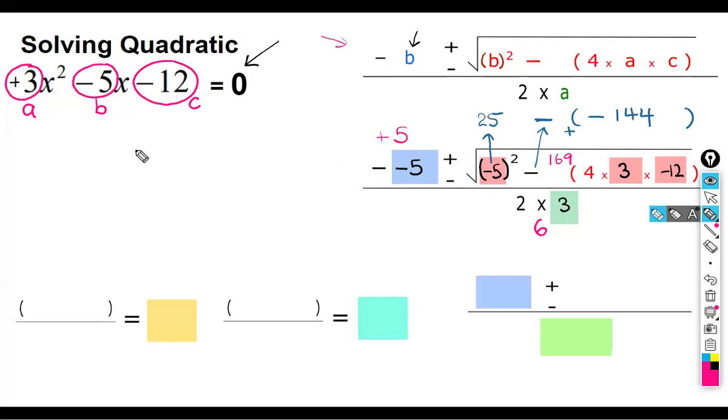Outside here, we have positive 5, well, 5. After the 5, we have plus or minus. When we worked out the scary part, after we square rooted, we got 13. And the whole thing is divided by what? 2 times 3 is 6. That scary formula boils down to this.